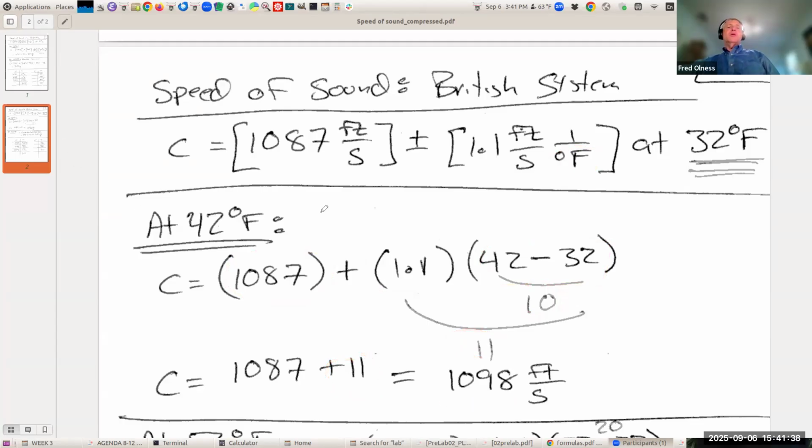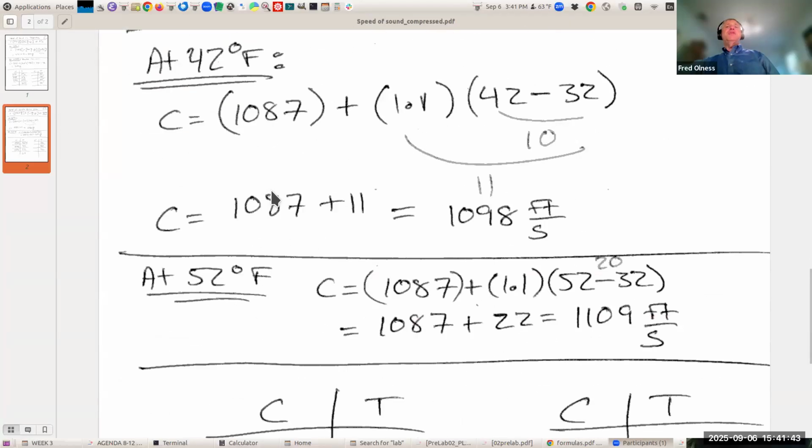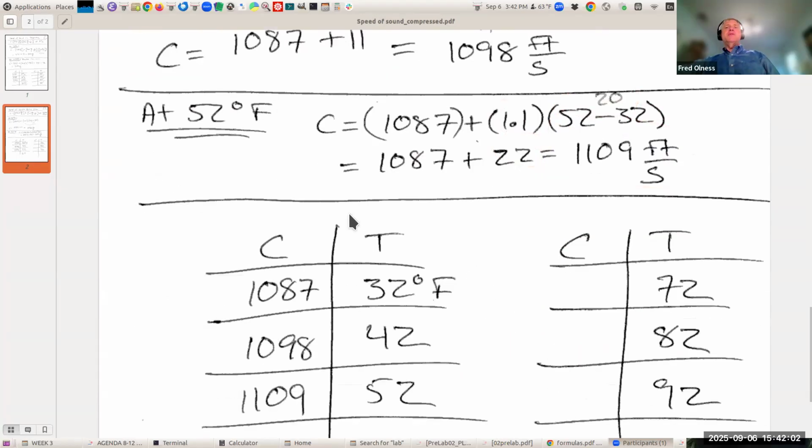Let's just do one more. So let's do 52. Same kind of thing. Here, I have 1.1. I'm at 52. I reference that to 32. This gives me 20. 20 times 1.1 is 22. And that gives me 1109. Okay. And then here's a little table.